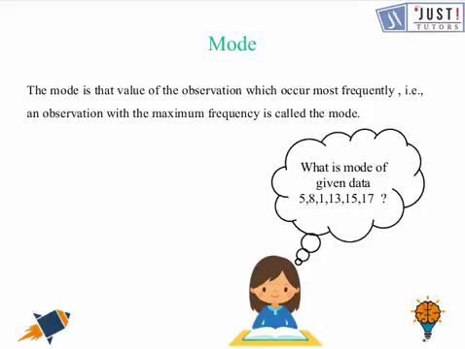Now let's move ahead to learn about mode. Mode is that value of the observation which occurs most frequently. That is, the observation with the maximum frequency is called the mode. Look at this given data here. What do you think is the mode for this data? Here, every observation given to us is occurring only once. So in this particular data, we don't have any mode. This observation has no mode.